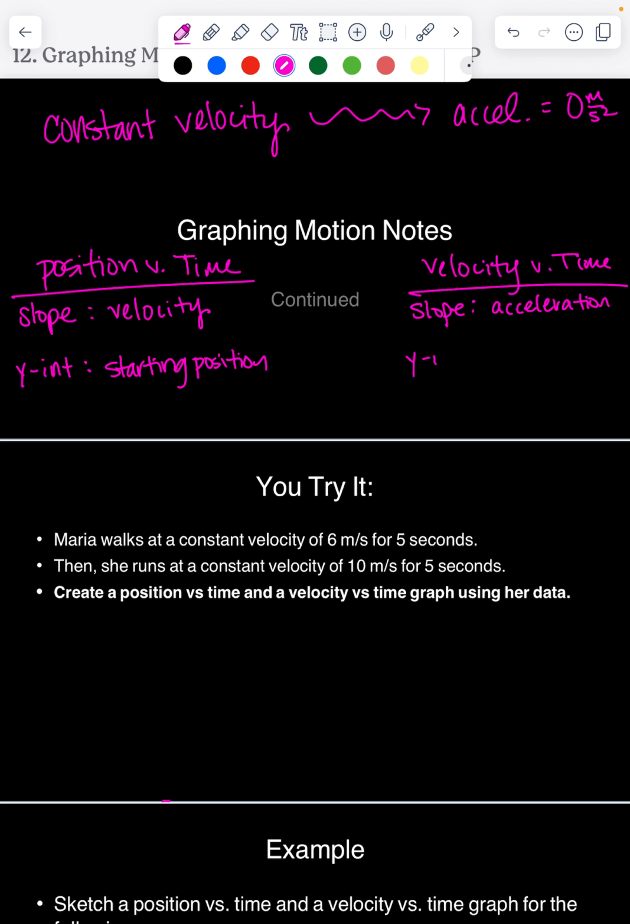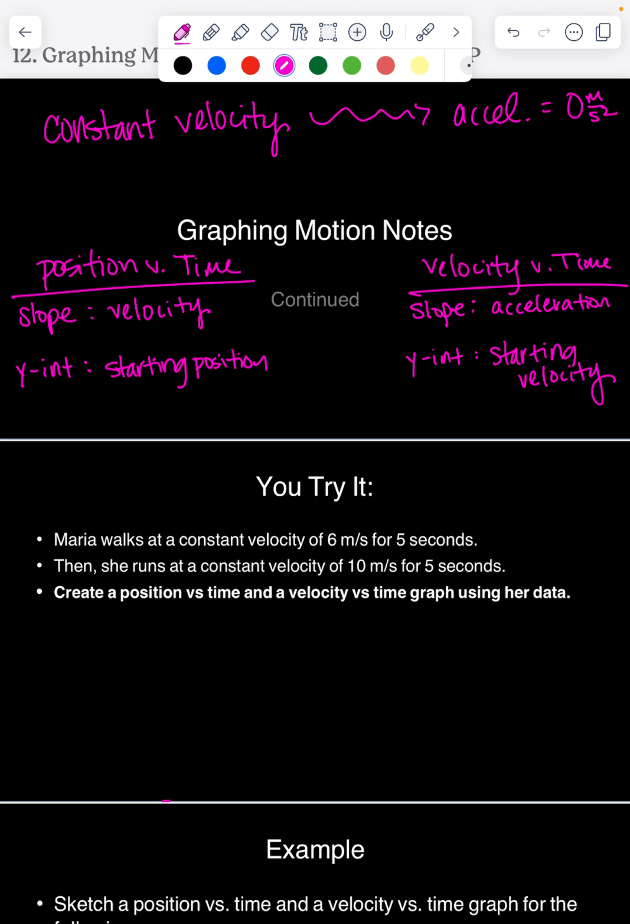Okay, and whenever we are looking at the y-intercept, if the y-intercept is the starting position on a position versus time graph, the y-intercept for a velocity versus time graph is going to be its starting velocity.